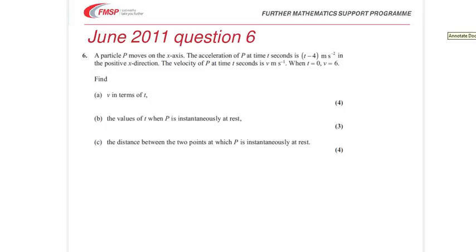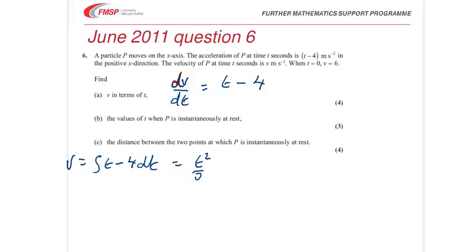So let's write down the acceleration. Acceleration is dv by dt. Let's do it in blue. dv by dt is t minus 4. We want to find v, so I'll use the space at the bottom now. Integrating that then, v is the integral of t minus 4 dt, which is t squared over 2 minus 4t plus a constant c. Now, when t equals 0, we're told that v equals 6.